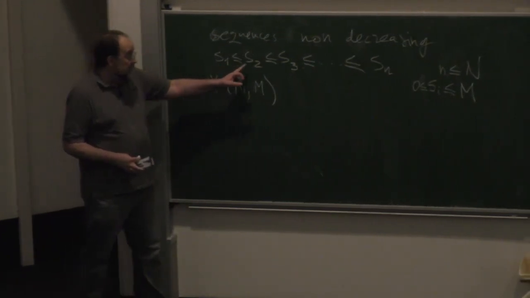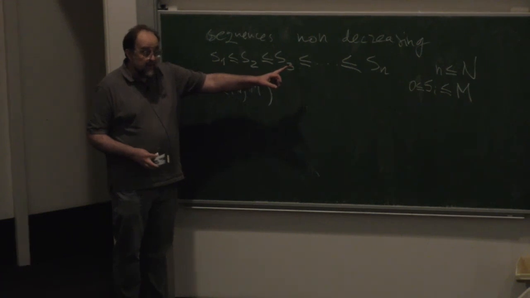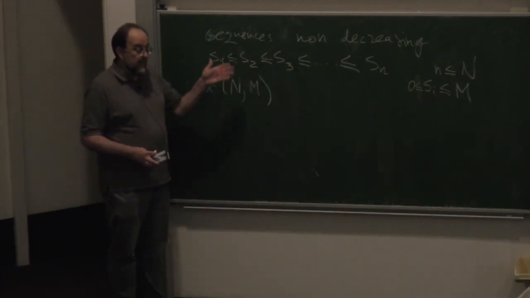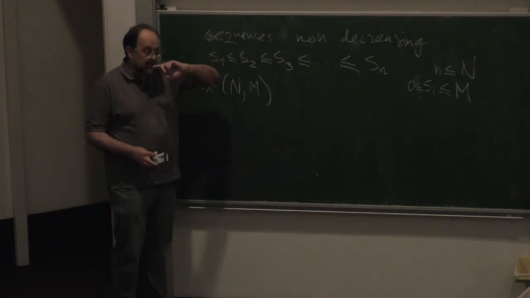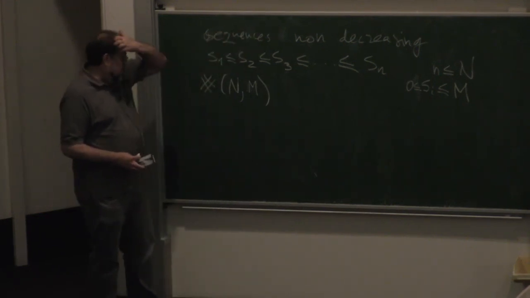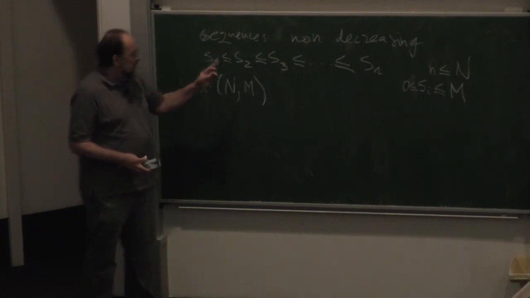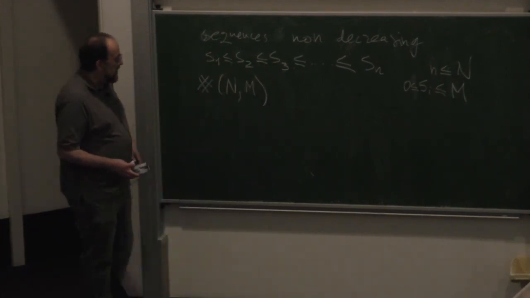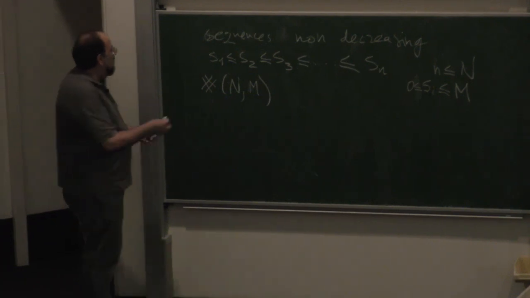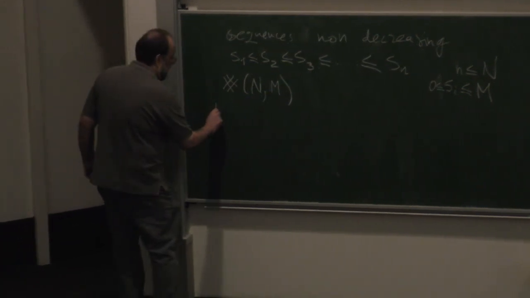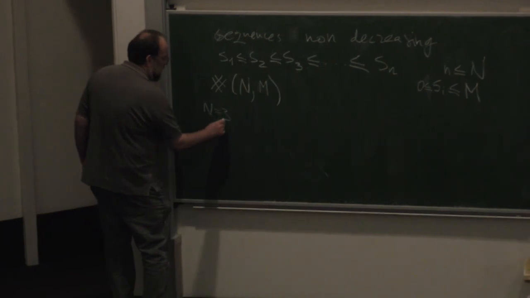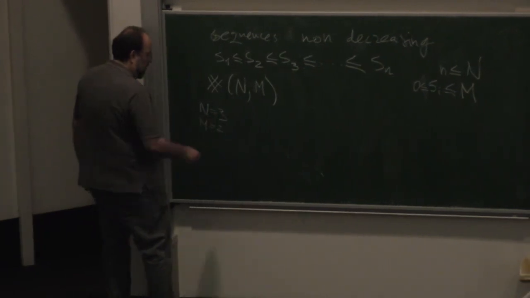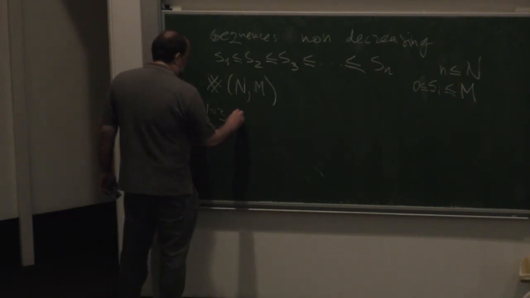They have to be non-decreasing. No, they can be in any order. Otherwise, if they were successors of each other, it would be easy. So if n is, for example, 3 and m is equal to 2, what would be the sequences?